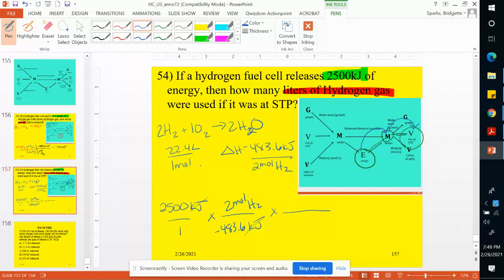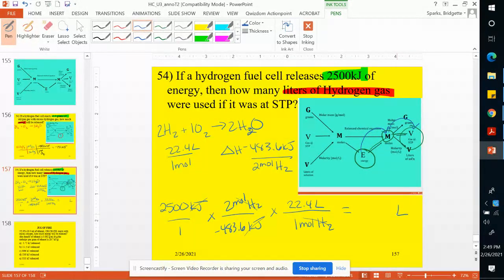And so how do we need this set up so that we cancel appropriately and the only unit that doesn't cancel is the liter? We would need the 22.4 liters in the numerator and the 1 mole of hydrogen in the denominator. And now we can check our work. We cancel out units. Yes, they do cancel. The only unit that didn't cancel was the liter. And now we can simplify those values by taking that 2,500, multiplying by 2, multiplying by 22.4, taking that resulting quantity and dividing it by that negative 483.6.